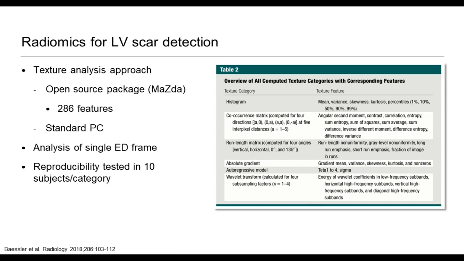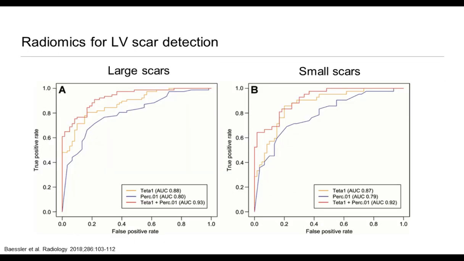And the interesting thing is that if you look at the ROC curves, you can see that several features were capable of detecting the scar with a reasonable degree of accuracy. It's not perfect, but what this shows is that there is signal in these images that you can use to detect the presence of scar, both small scars as well as large scars.